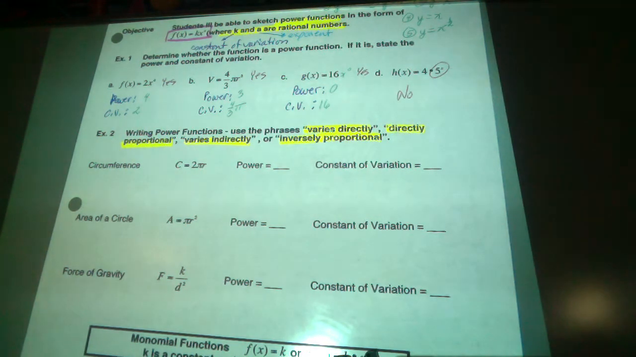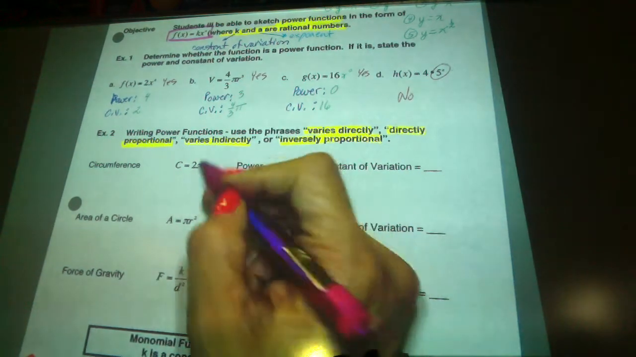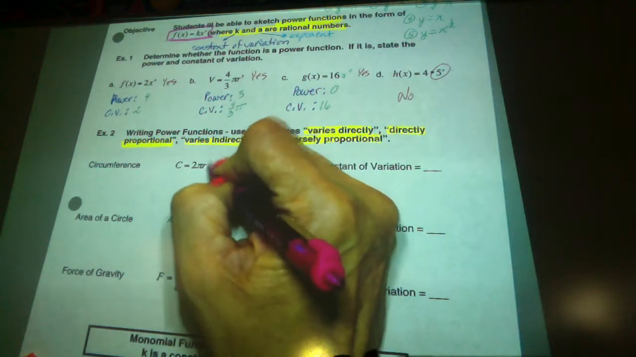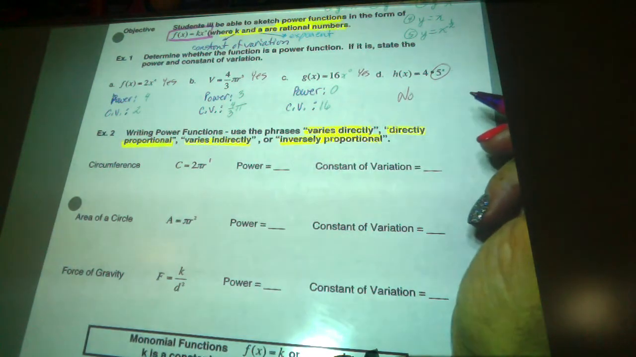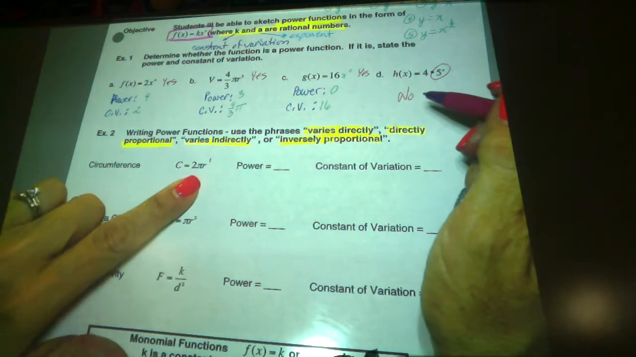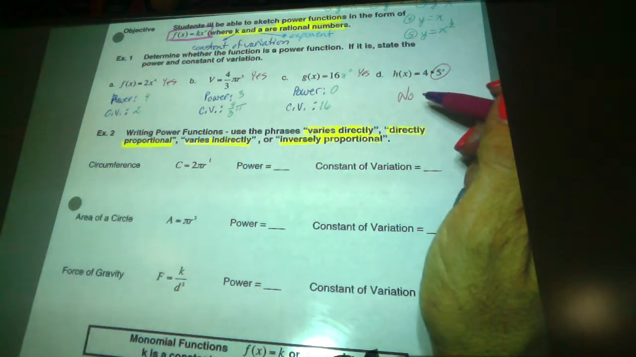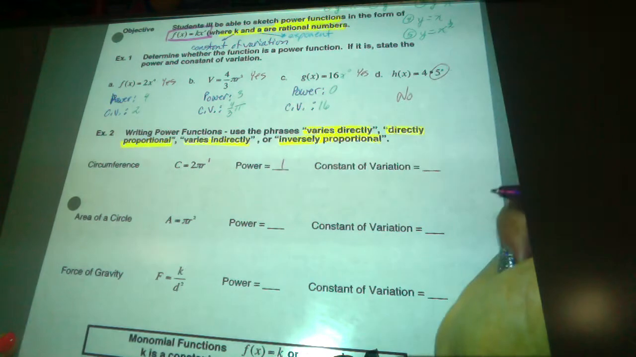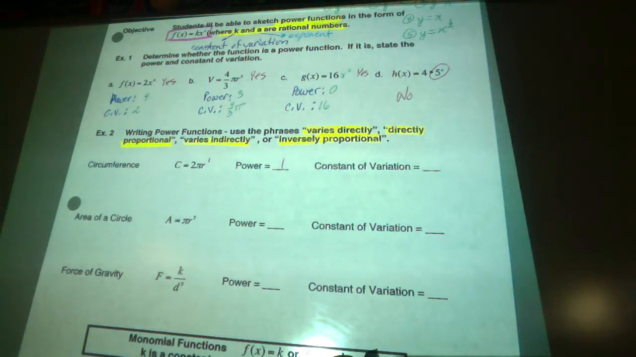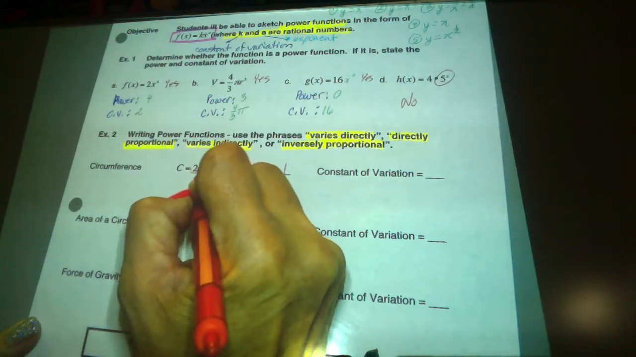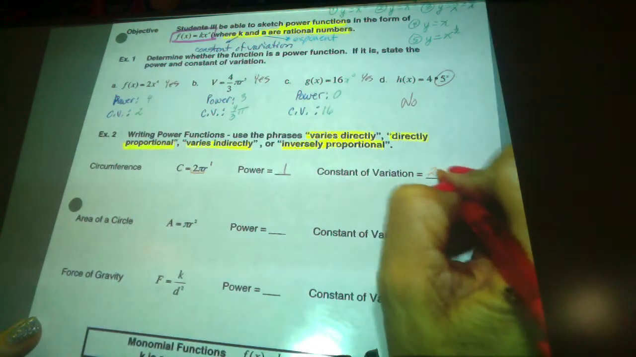So look at circumference of a circle. You should be familiar with that formula. C equals 2 pi r. The power is what? What's the power here? The variable is r, so its exponent is 1, right? If you see the variable but you don't see the exponent, it is understood to be 1. So that power is 1. What would be the constant of variation then? Yeah, this 2 pi, so include that pi, that whole 2 pi is your constant of variation.